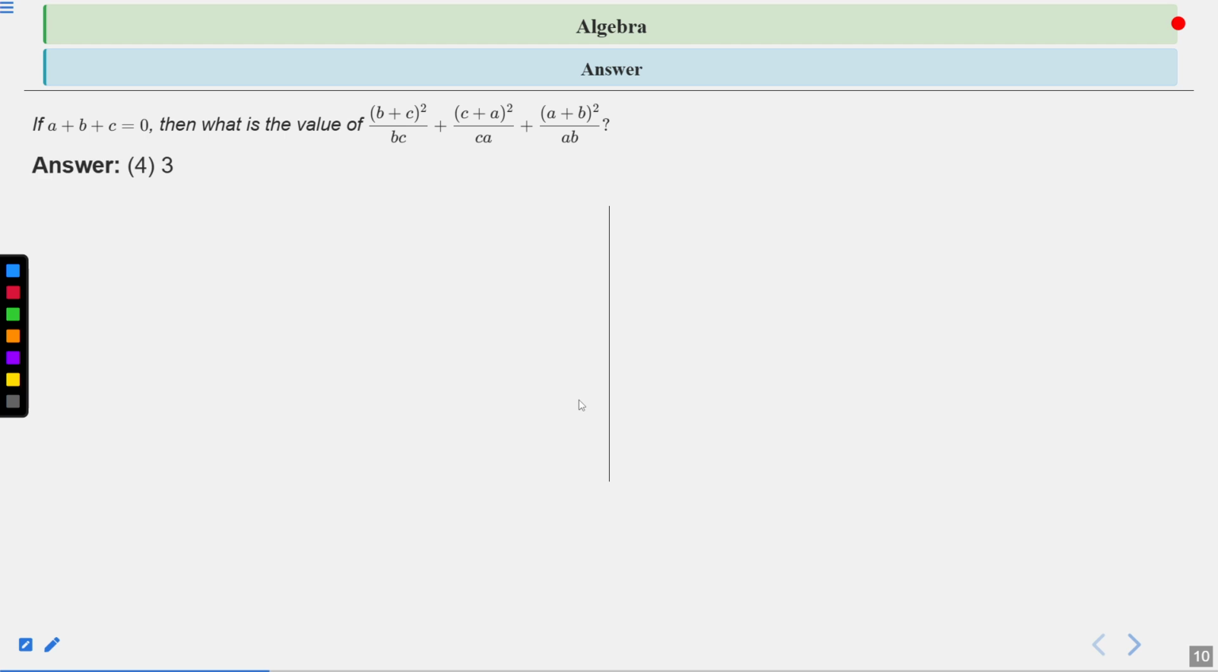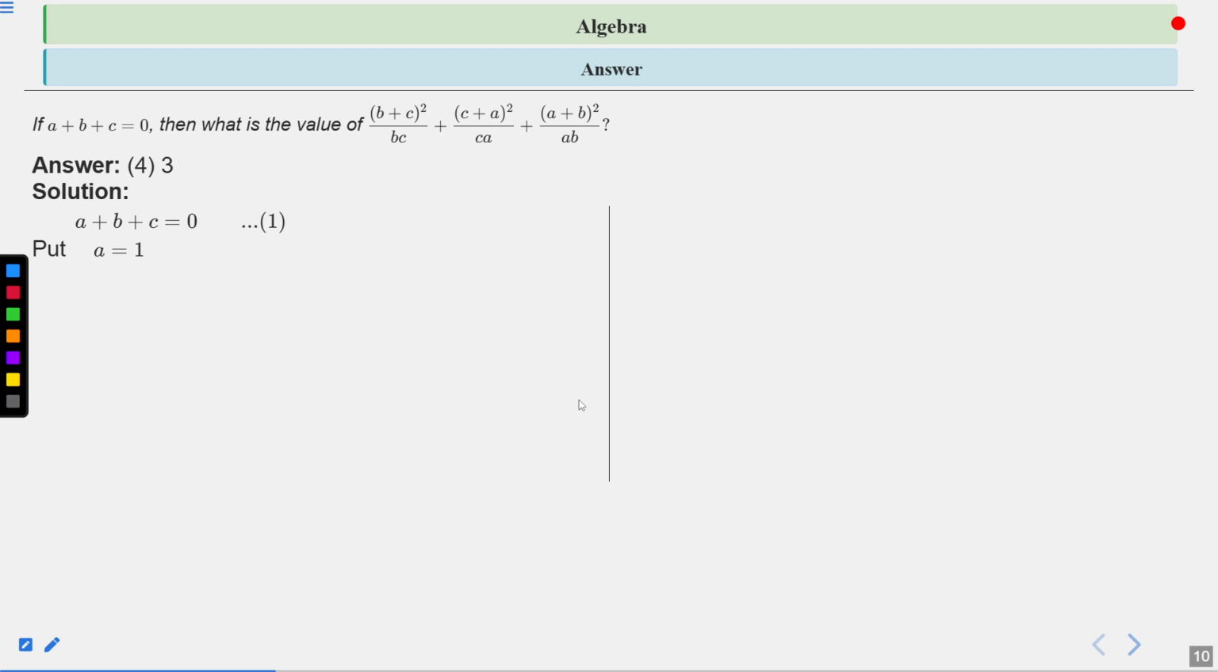So the correct answer of this question is the fourth one, which is 3. Now see the detailed solution of this question. It is given in the question that a plus b plus c equals 0. So we can let the values of a, b and c which make the equation 0. Then we just put all these values in the given equation and we can calculate our answer.